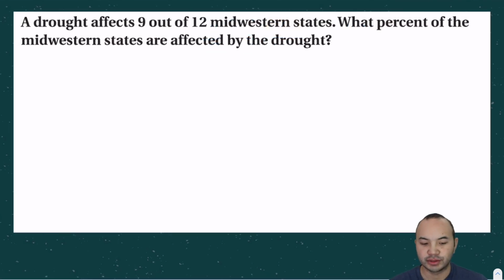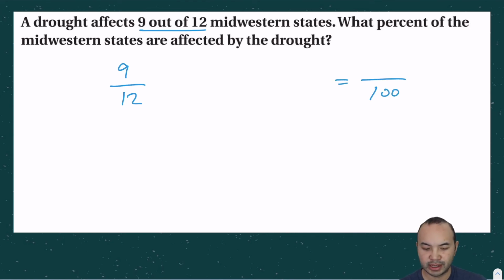Okay, here, a drought affects 9 out of 12 Midwestern states. What percent of the Midwestern states are affected by the drought? So this is 9 out of 12, that is going to be a comparison of two things. Okay, so it's asking for a percent, right? So I want to eventually get to something over 100. I can't get from 12 to 100 very easily. What I can do is simplify this fraction though. 9 over 12, well, 3 goes into 9 and 12, so that's the same as 3/4.